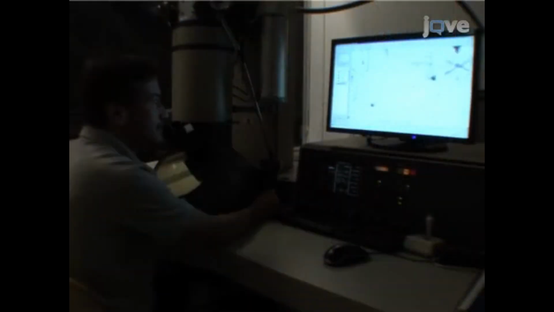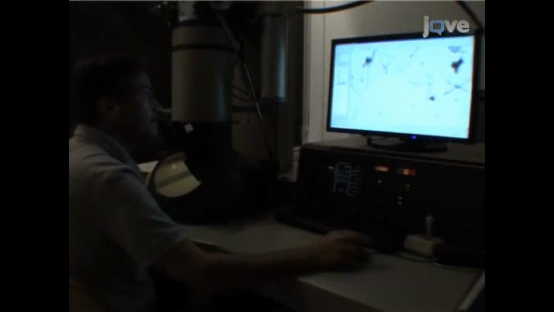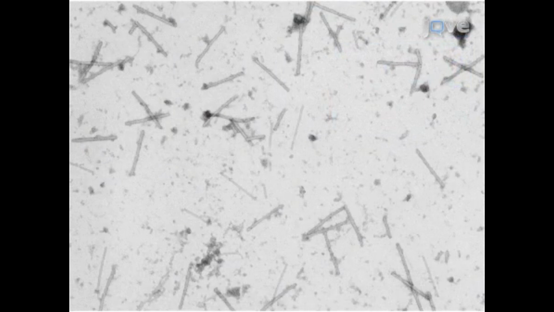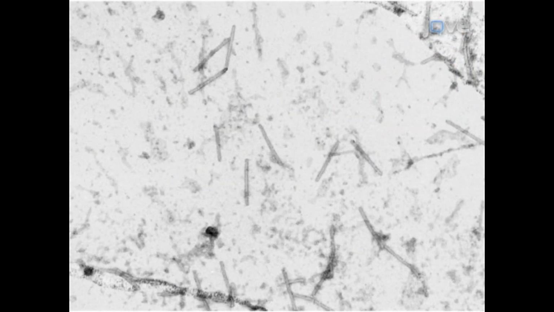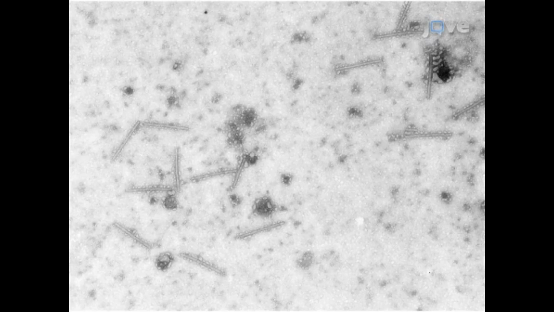Take at least 10 images of randomly chosen negatively stained virions. At least 10 or more virions should be visible on each image, with the transmission electron microscope at a primary magnification of 21,000x or higher. Care must be taken that all images have the same magnification.